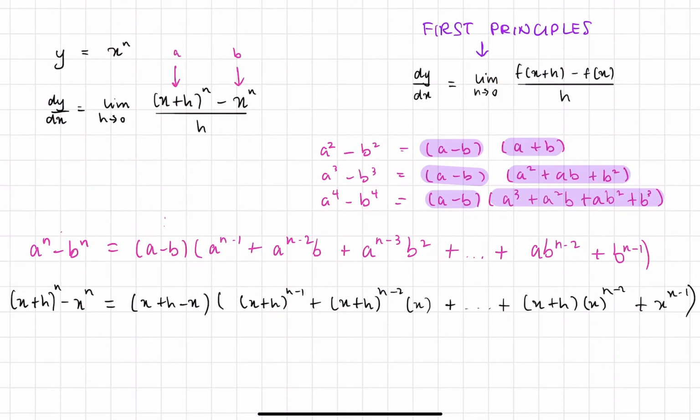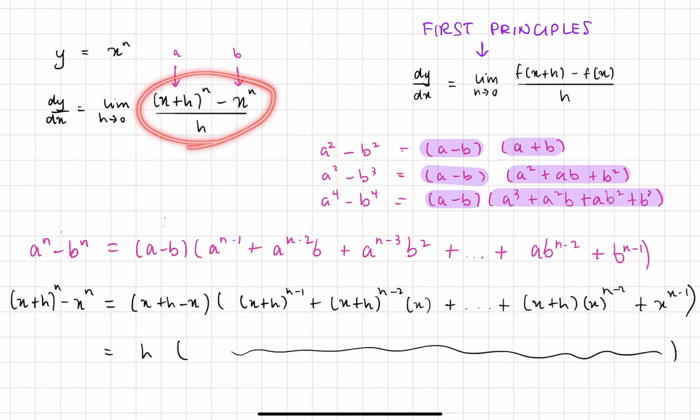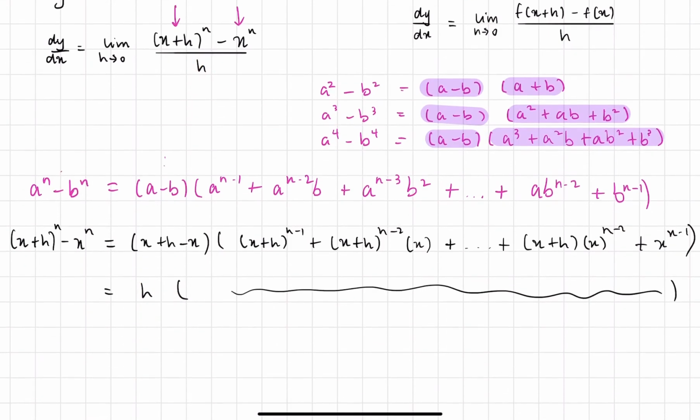So, if we simplify the first bracket, we've got x + h - x. The x's cancel out, so we just have h, and then we've got this whole bracket again. Which is really good news, because if we bring this back to our question, we have an h that we popped out at the top and we've got an h on the bottom. So this is going to cancel out.